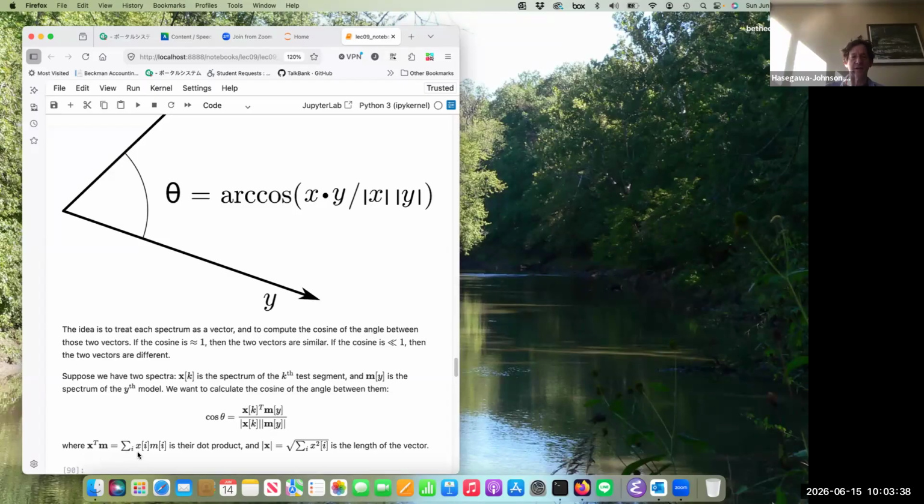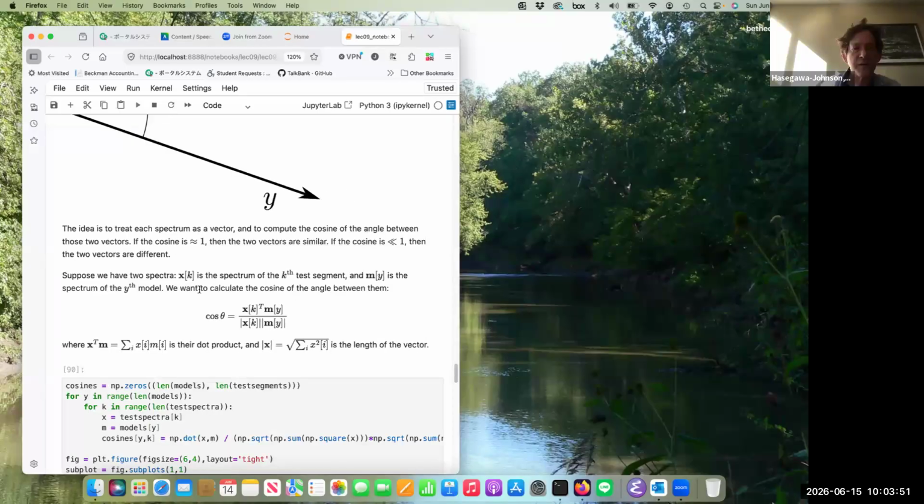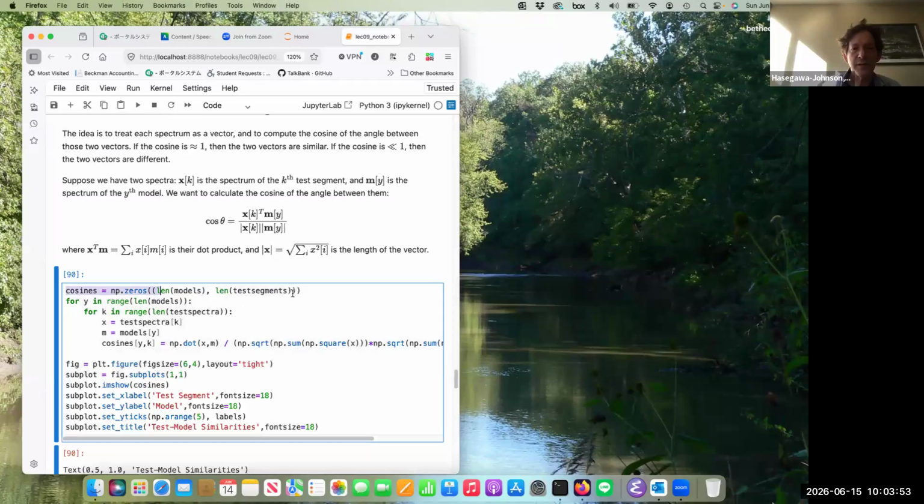The dot product is the sum over i of x of i times m of i. The norm of x is the square root of the sum over i of x squared of i. So we can calculate the cosine of each model compared to each test segment, right? So this will be 5 models and 7 test segments.